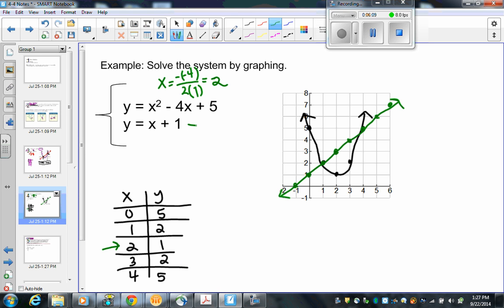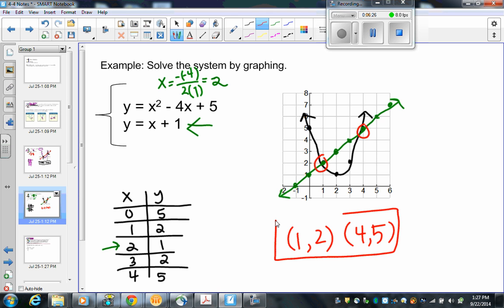Then we graph our linear equation, which has a slope of 1 and a y-intercept of 1. So the locations at which they intersect are (1, 2) and (4, 5). So the solution for this system of equations would have two intersection points, (1, 2) and (4, 5).